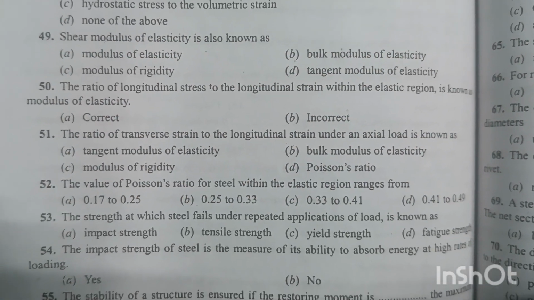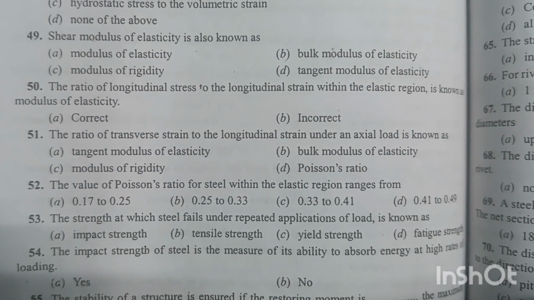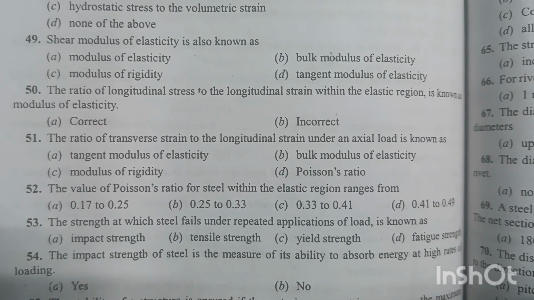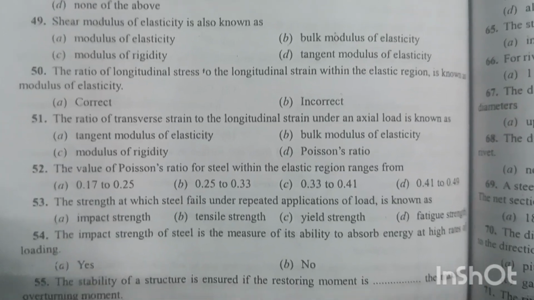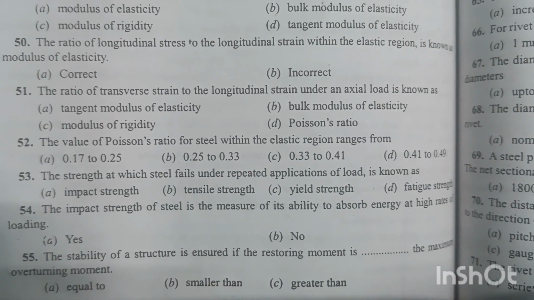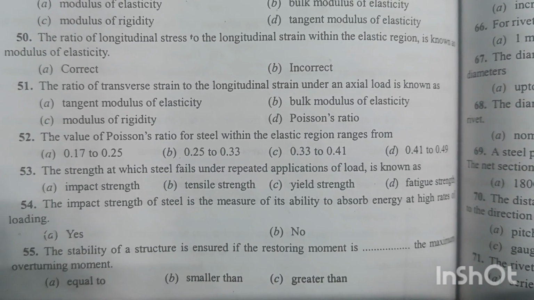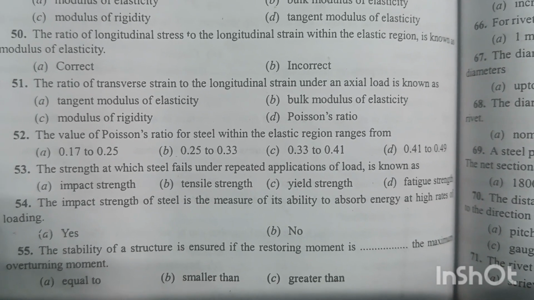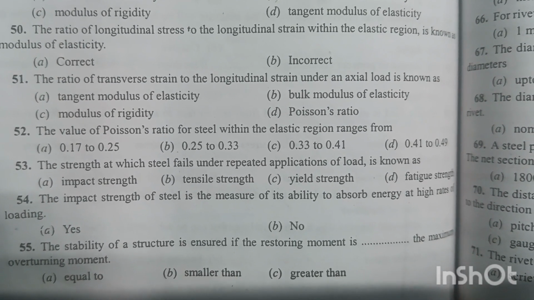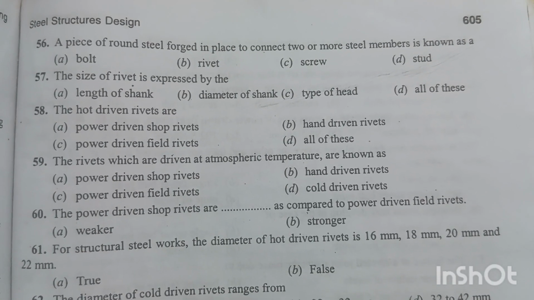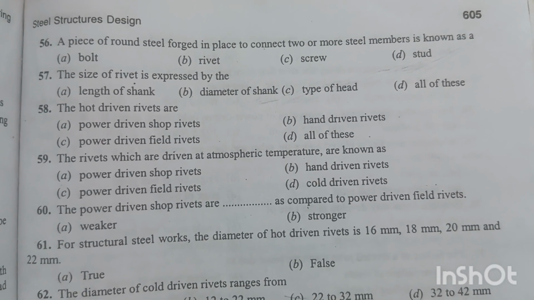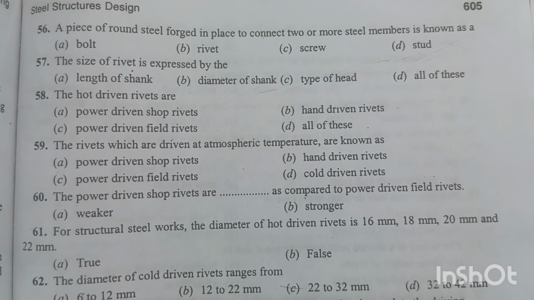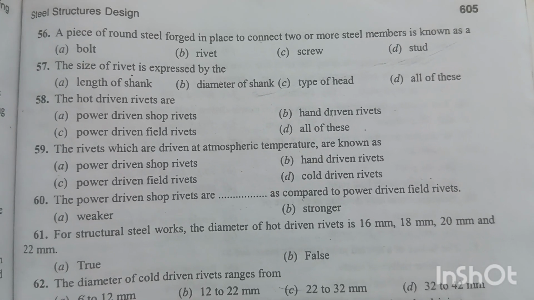Question number 54. The impact strength of steel is the measure of ability to absorb energy at high rates of loading. Option A is the right answer, yes. Question number 55. The stability of a structure is ensured if the restoring moment is greater than the maximum overturning moment. Option C is the right answer. Question number 56. A piece of round steel forged in place to connect two or more steel members is known as a rivet. Option B is the right answer.